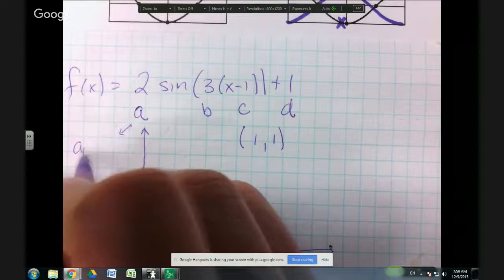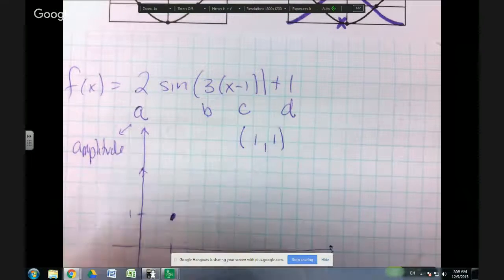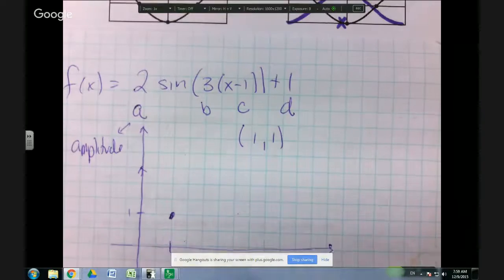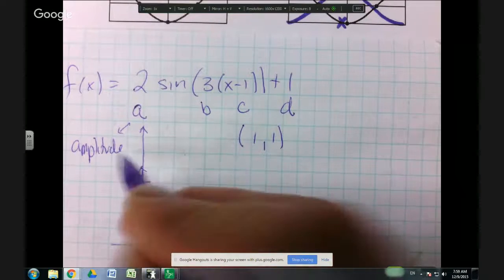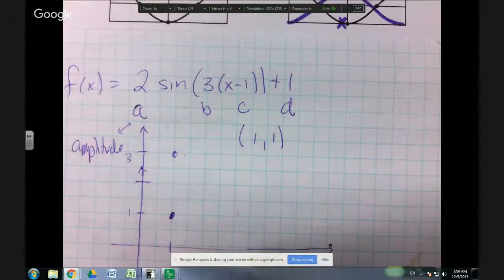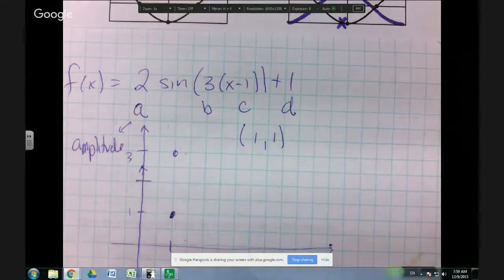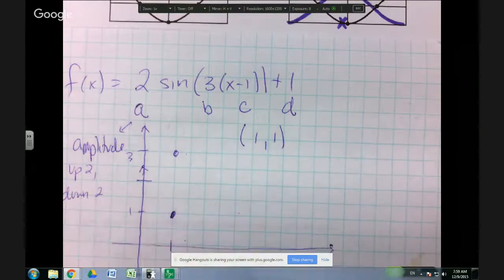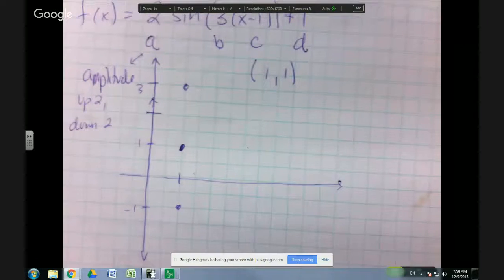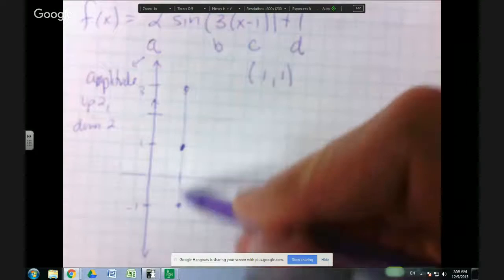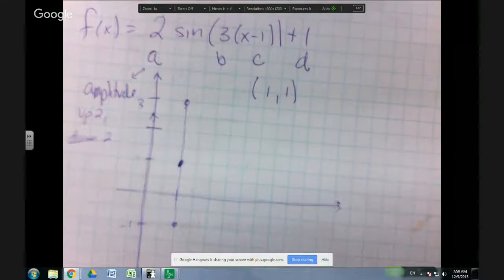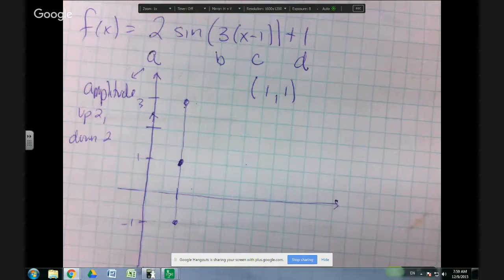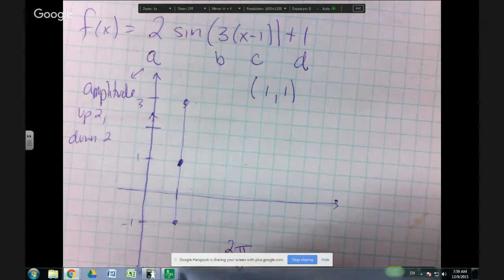A is our amplitude, right? It's the same that we've been studying. So I'm going to go up 2 and down 2. You can see that I'm starting to form this. This will be the left side of our window pane. The only other thing we need is 2 pi over b. This is our period.